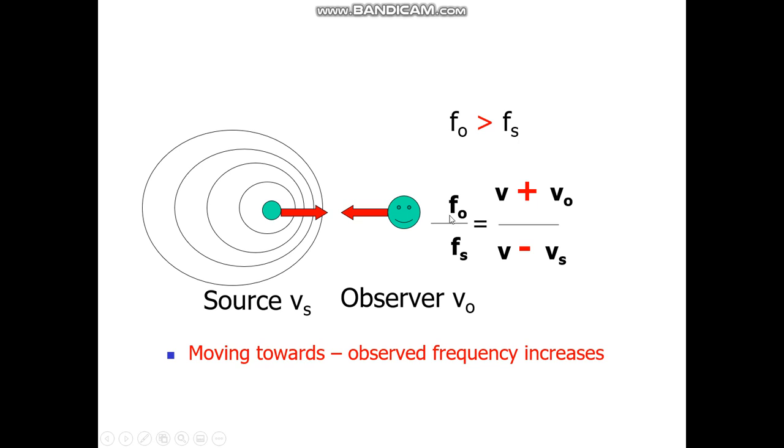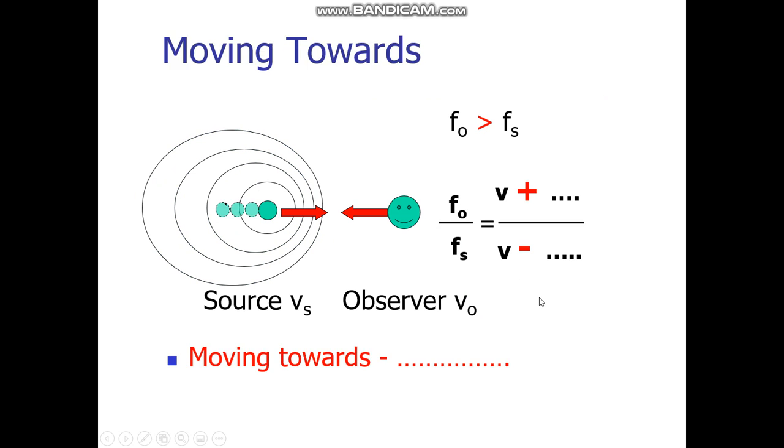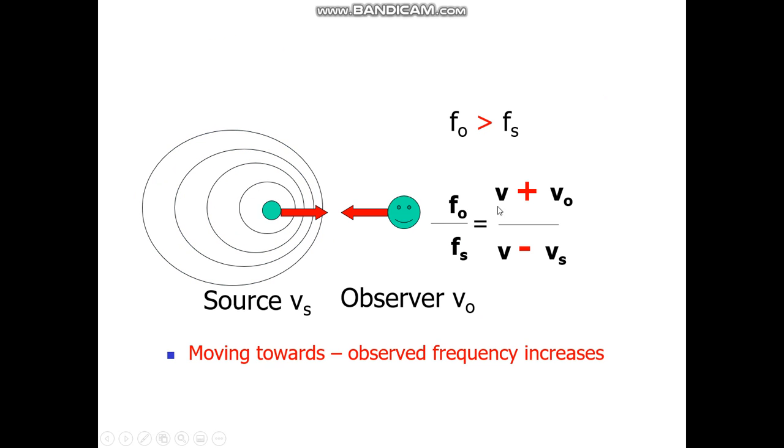Well, if this is increased, then to keep this equal, we need to increase what was on top on the right hand side. Now, if you remember, if we go back here, FO over Fs was equal to V over V. So the top bit of the fraction has to increase, because we know that FO is increased. And we could increase that by adding to it the speed of the observer. If the observer was moving to the left at a certain speed, we're going to call that VO. That's the speed of the observer. Now, if you added that to the speed of the actual waves themselves, that would have the effect of increasing the ratio, which is what we want.